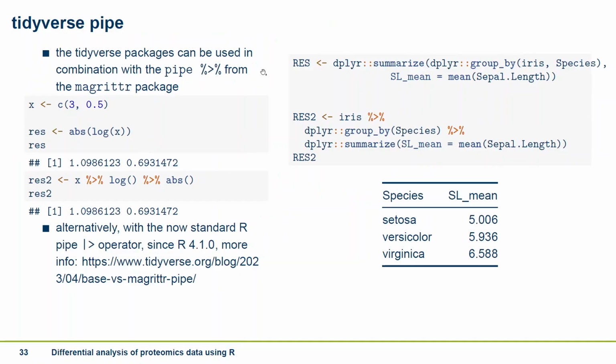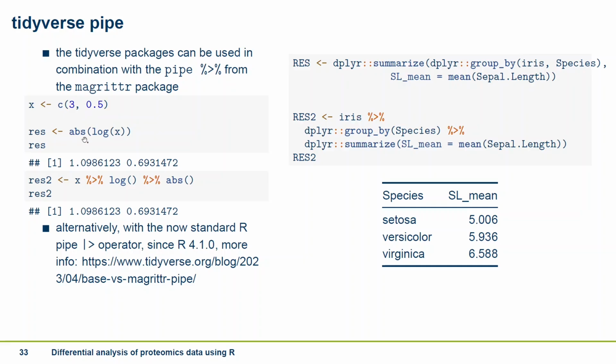When we are talking about the tidyverse, you may see many people use it in combination with the so-called pipe, which is from the magrittr R package. It's a percentage sign, a greater sign, and a percentage sign again. And with this pipe, it is possible to apply different functions one by another to the same data set or object. So here in this example, we have x, which is a vector of 2 elements.